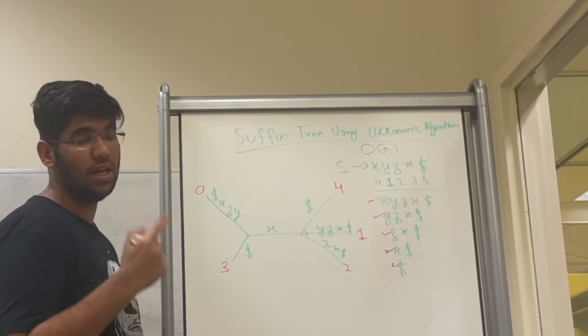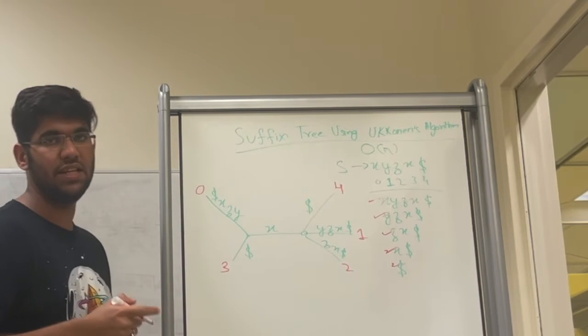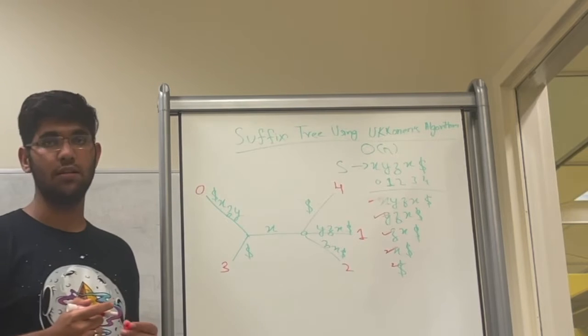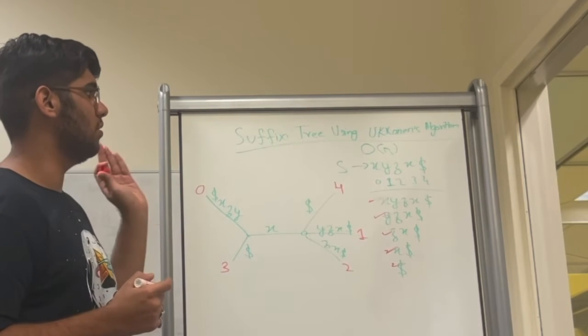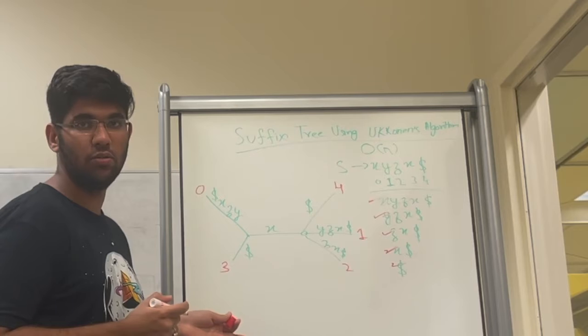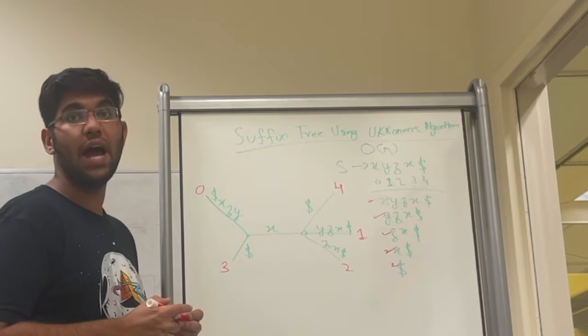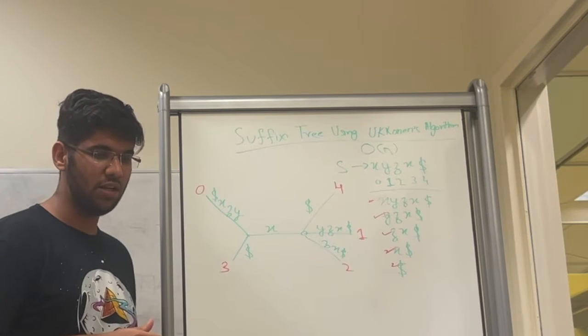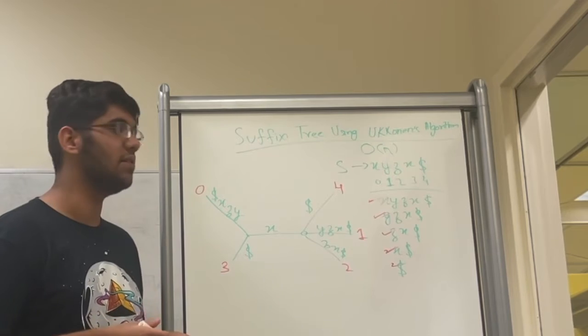And Ukkonen's algorithm does this in linear time complexity, that is big O of n. So we will see how we'll go about this. We are going to see it in the upcoming time, and there are a lot of applications for it. That would be the last part of this presentation.